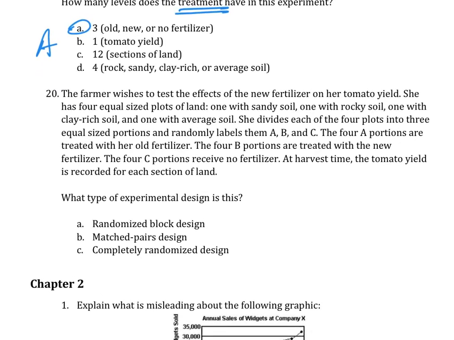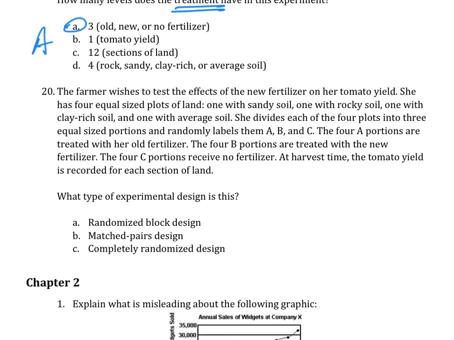And our last one, still with this tomato yield. What type of experimental design? So remember, experimental design is how you're setting up an experiment, that's different than the sampling methods. So the 3 that we actually have listed here, these are the only 3 types of experimental designs that we have learned: randomized block, matched pairs, and completely randomized.